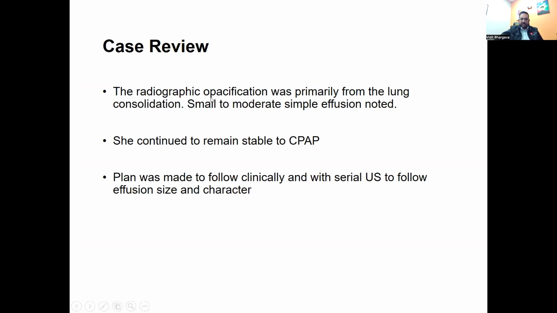So the review for the case was the radiographic opacification was primarily from the lung consolidation, with a small to moderate size effusion, and it remained stable on CPAP. The plan was made to follow clinically and with serial ultrasounds to follow effusion size and character.